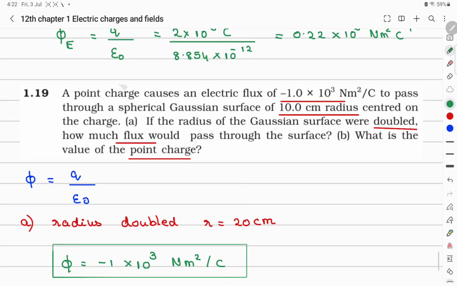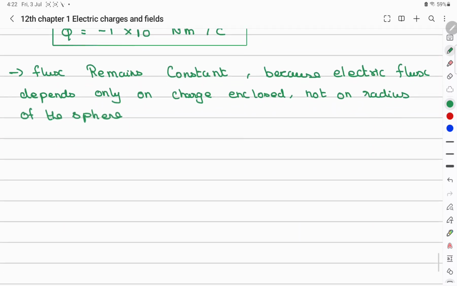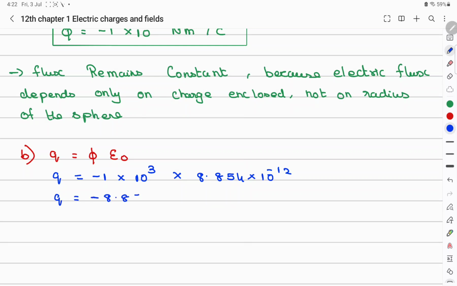And the second question is, what is the value of the point charge? So for that we have to rearrange the Gauss law. The charge Q is equal to phi into epsilon naught. So they have given the flux value as minus 1 into 10 to the power of 3 and the epsilon naught is 8.854 into 10 to the power of minus 12. So after calculating this, we will get minus 8.85 into 10 to the power of minus 9 coulomb.